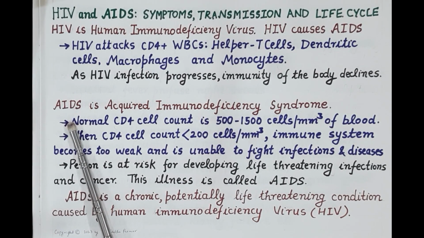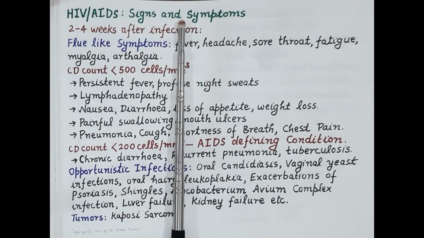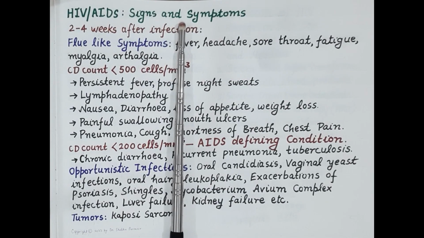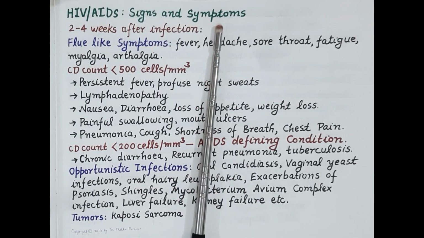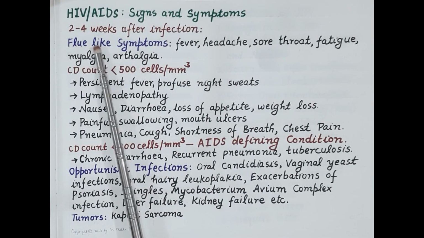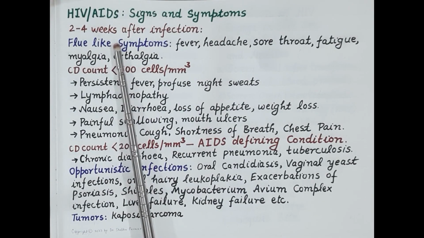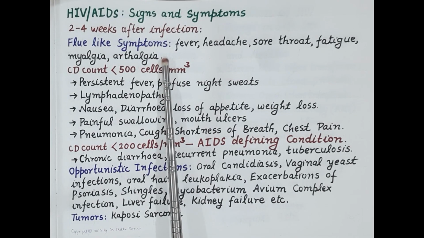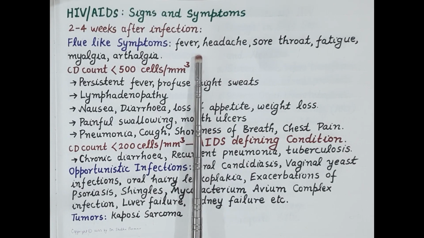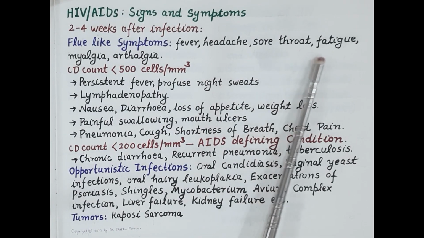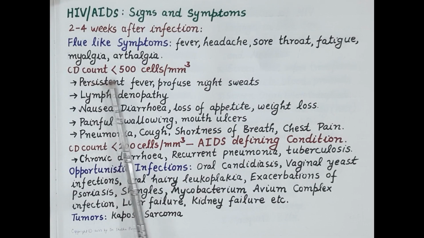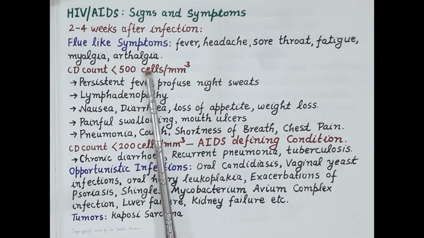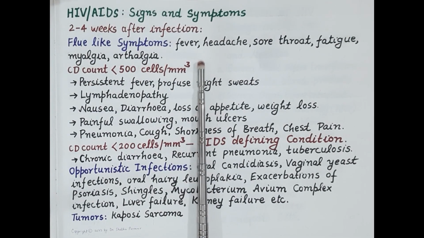So, now let's discuss signs and symptoms of HIV and AIDS. The signs and symptoms of HIV depend on the stage of infection. In the first 2 to 4 weeks after infection, flu-like symptoms appear, characterized by low-grade fever, headache, sore throat, fatigue, myalgia, that is muscle pain, and arthralgia, that is joint pain. So, these types of symptoms are seen.